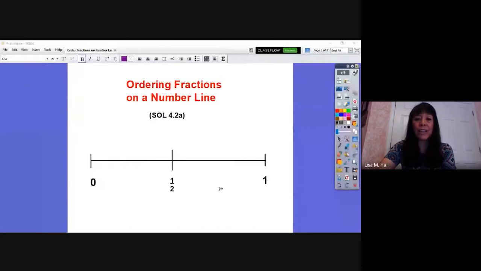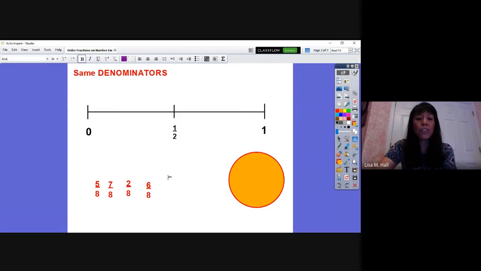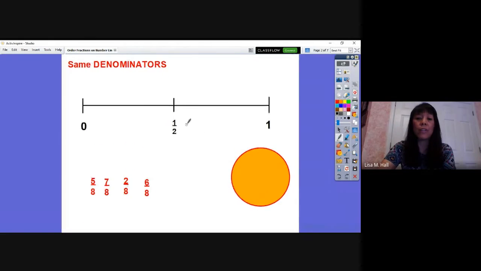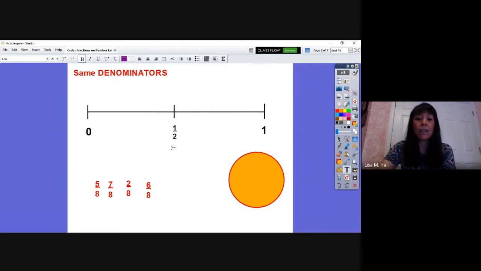And we're going to be using this wonderful number line for ordering fractions. We're focusing on SOL 4.2a. So we're going to start with this problem right here. We have four fractions that all have the same denominator. Notice they all have eighths: 5/8, 7/8, 2/8, and 6/8. Well, knowing what I do about eighths, I know that 4/8 equals 1/2.